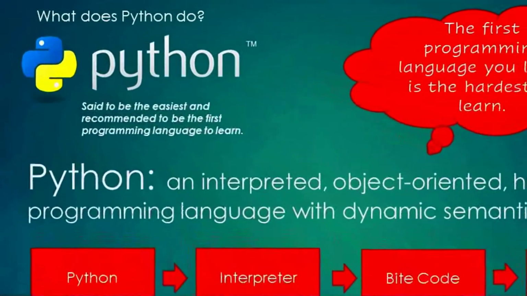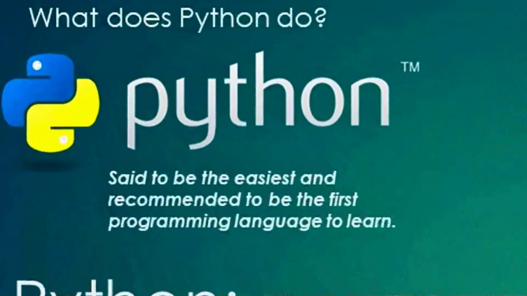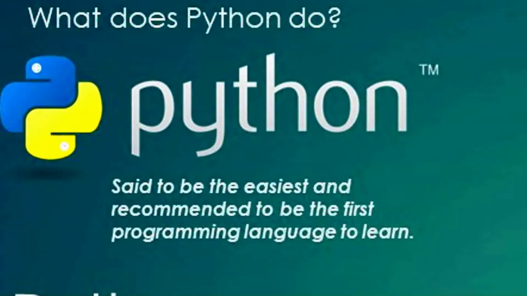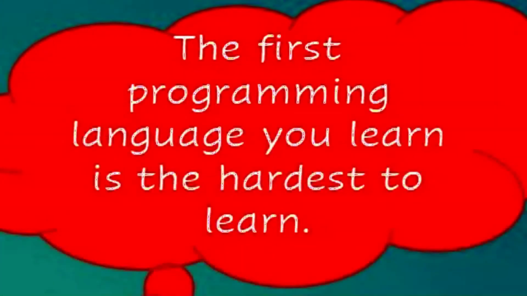Python is said to be the easiest and recommended to be the first programming language a person who wants to code should learn. So it's said by a large number of coders that it's an easy language to learn and it's a program that you should learn first. It's also said that the first programming language that you learn is the hardest. I could tell you that to be a fact. This is my third attempt trying to learn how to code in Python.